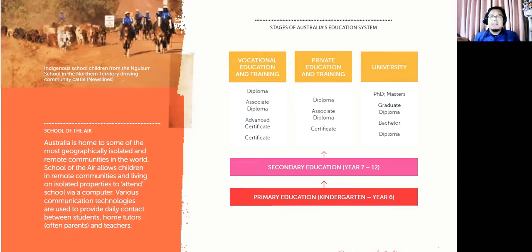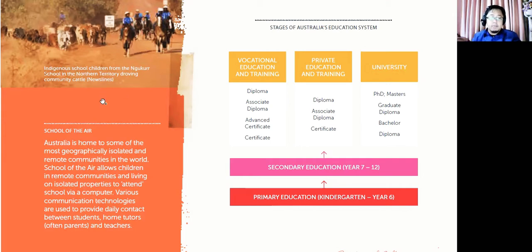Jadi di sini ada setelah secondary education, 12 tahun mereka lanjut ke vokasi, ini kalau langsung pekerjaan. Jadi certificate, advanced certificate, associate diploma, kemudian di sini diploma, bachelor's, graduate diploma, and then PhD, master's. Jadi ini di tingkat universitas.